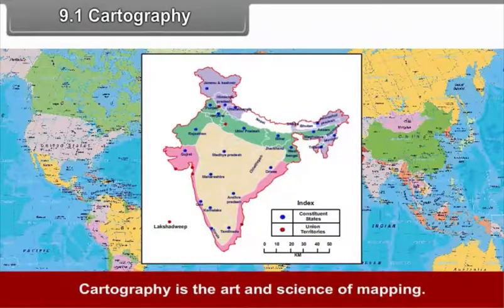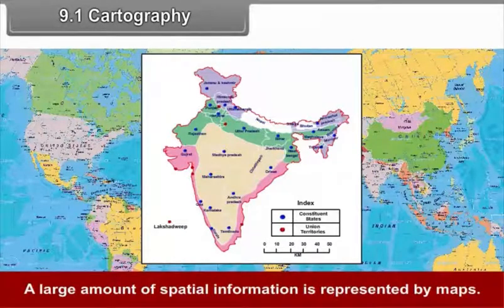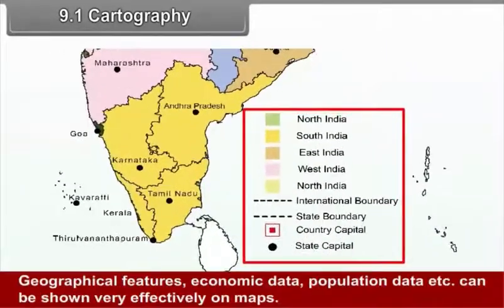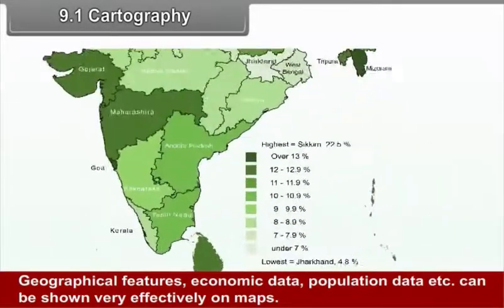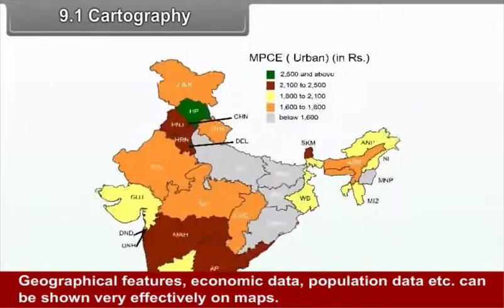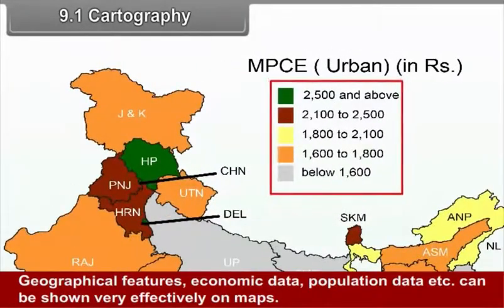Cartography is the art and science of mapping. A large amount of spatial information is represented by maps. Geographical features, economic data, population data, etc. can be shown very effectively on maps.